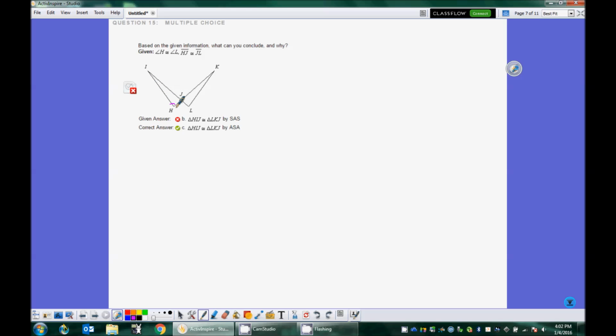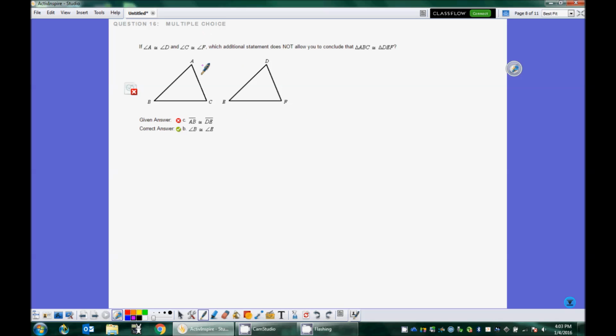The next one. So they have given us that angle H is congruent to angle L, and HJ is congruent to JL. So far I have an angle and a side. This is where those vertical angles play in, the ones at J. So now I've got 2 pairs of angles. The side HJ was connecting those 2 angles. So that means the side is in between. So I only have 1 pair of sides here, so I know it's angle, side, angle.